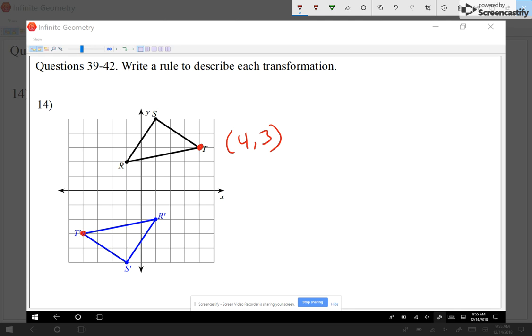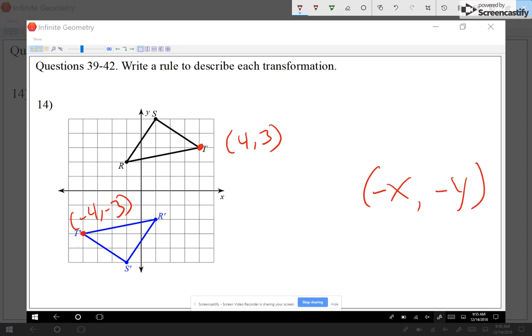T prime is -4, -3. So I look at the numbers, and first I ask myself, 4, 3 to -4, -3, did my numbers swap? They did not. So I'm just going to write x and y. It did not swap. Then I ask myself, did any of them switch signs? I see 4 became -4, so yes, the x did switch signs. I see 3 became -3, so it did switch signs.